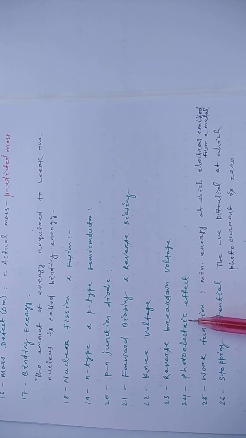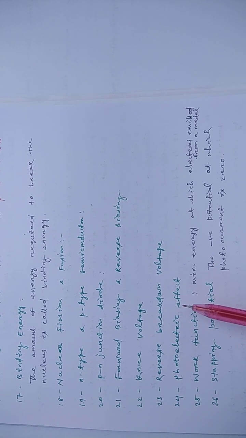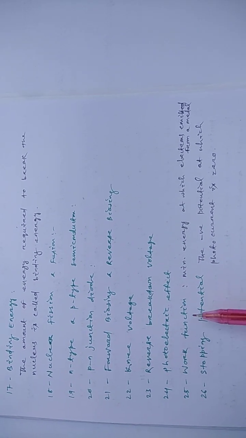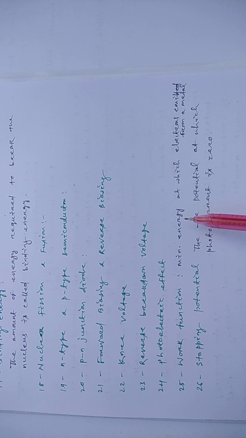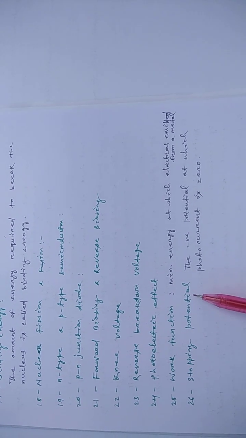Okay. Then is photoelectric effect, the property when light falls on a material, electrons are emitted from its surface. That is called photoelectric effect. Then is work function. Work function, it is the minimum energy required by photons at which electrons are emitted from a metal. Then is stopping potential. It is the negative potential at which photocurrent is 0.